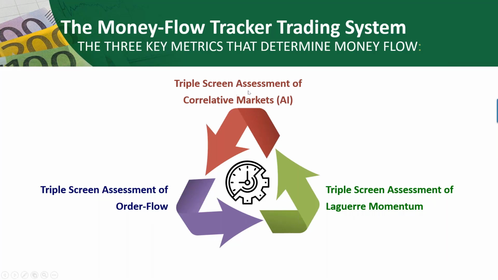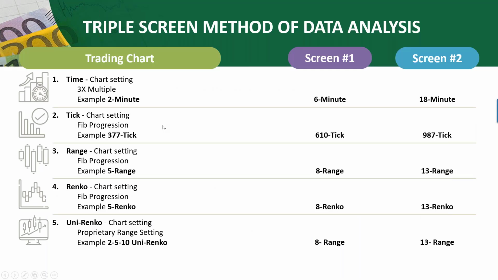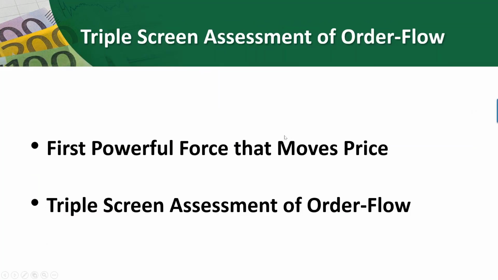The first thing is triple screen assessment of correlative markets using our AI program. The next thing is triple screen assessment of order flow and triple screen assessment of the Laguerre for momentum. So what do I mean by triple screen assessment? Well, to keep it very simple, it's 3 time frames in agreement, either long or short. So the first powerful force that moves price is triple screen assessment of order flow.